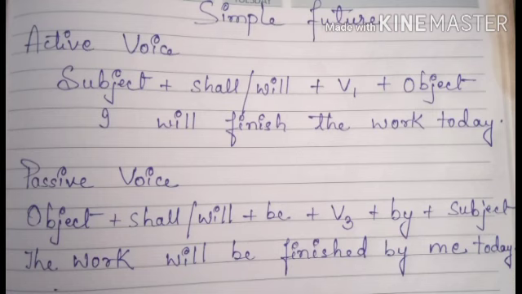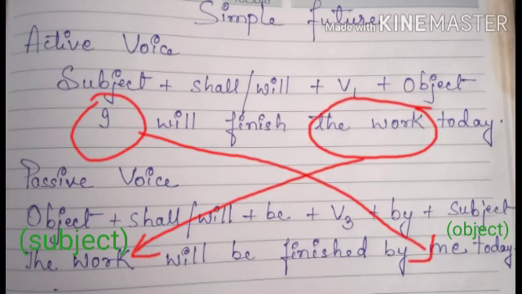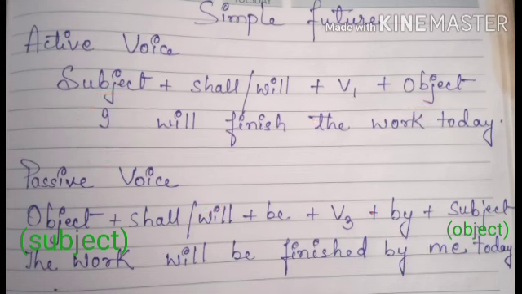So the object will come first and become the subject in passive voice. Then we'll have shall or will plus be plus V3, then by and then the doer of the action, that is, the subject at last. So here in case of passive voice, what will be the sentence? The work will become the subject. Will be finished, V3 finished, by, I becomes me, today. So, the work will be finished by me today is in passive voice.